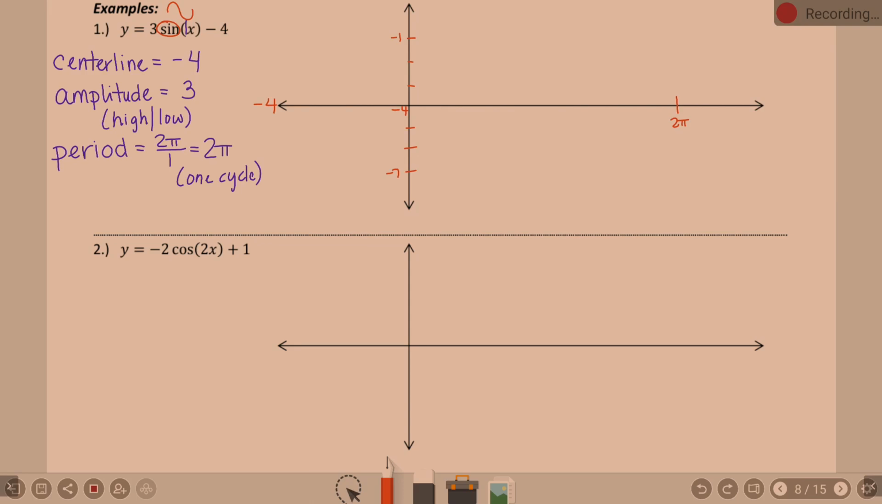I suggest that you divide this into 4 pieces, because that's how it's easiest for me to teach that sine and cosine break into 4 pieces. Now, if I break this into 4 pieces, what's going to be halfway in between 0 and 2 pi?